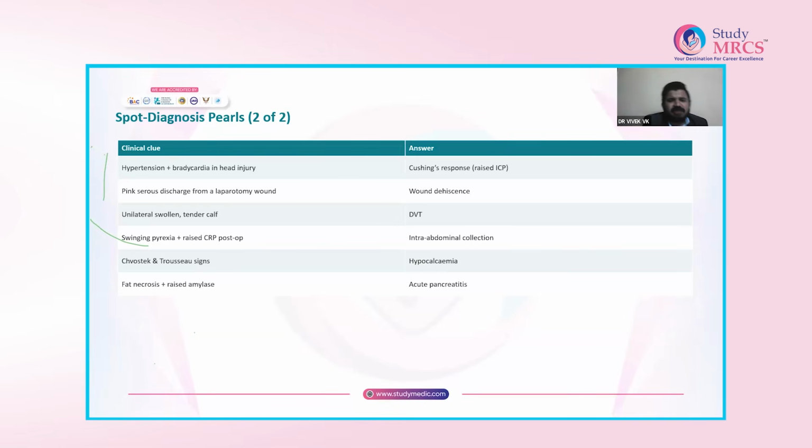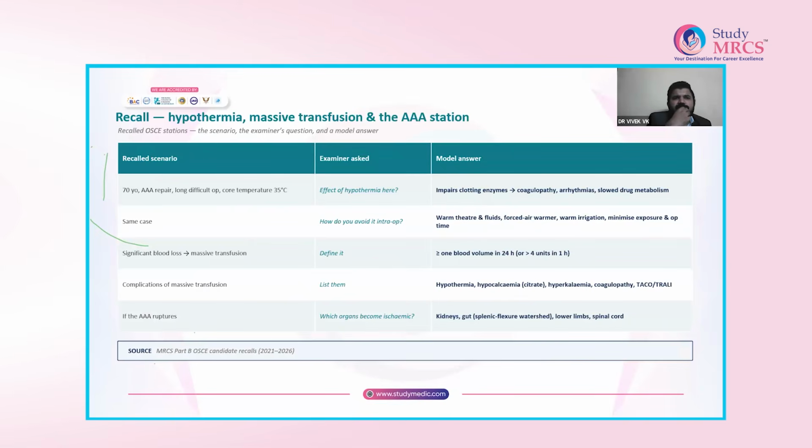Acute pancreatitis, there is a raised amylase and lipase along with fat necrosis. There is some recall scenario. The abdominal aortic aneurysm repair, a 70-year-old, long, difficult operation. The core temperature is low. The examiners will ask the effect of hypothermia here.